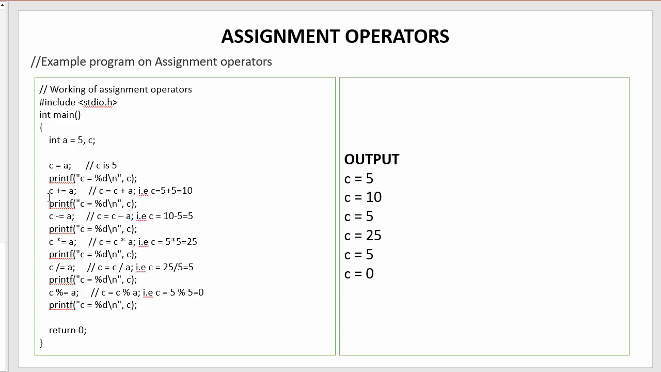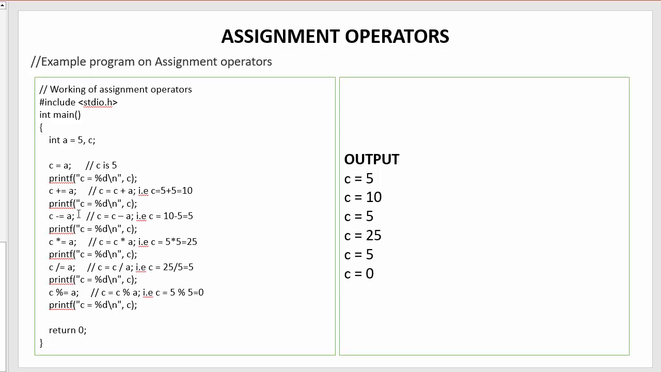In the next line I have written this expression, c plus equals a, which I have told you can also be written in the form of c equals c plus a. Now in the earlier statement we changed the value of c to 5. So now the value of c is 5 plus a, and the value of a is also 5. So c equals 5 plus 5, which becomes 10, and we will get the value of c as 10 here.